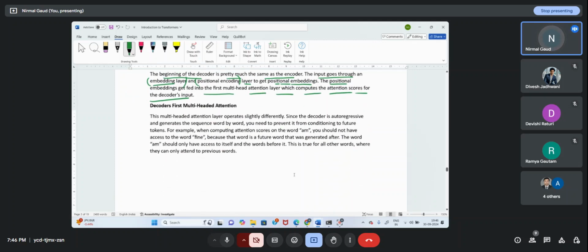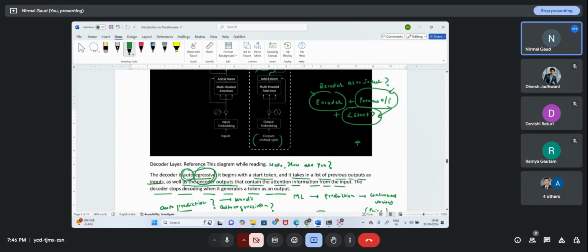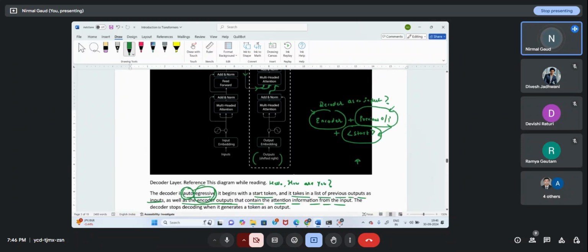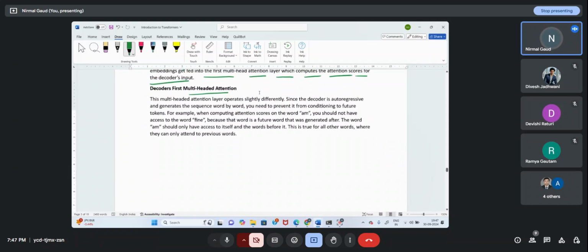तो डिकोडर का जो फर्स्ट मल्टी हेड अटेंशन है, द फर्स्ट मल्टी हेड अटेंशन, बिकॉज यू कैन सी टू मल्टी हेड. ओके, दिस इज फर्स्ट मल्टी हेड, दिस इज second multi head. Okay, this is second multi head. Okay, so it is having two multi head. So the first multi head operates slightly different. This multi-head operates slightly different.